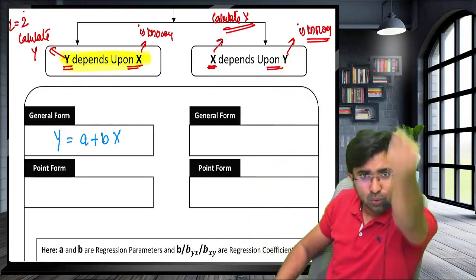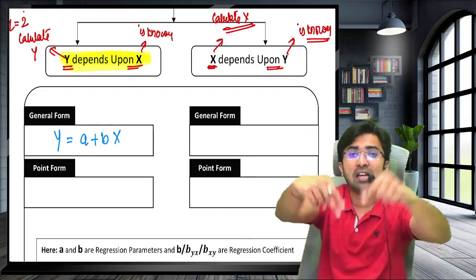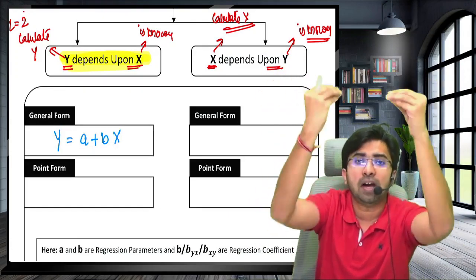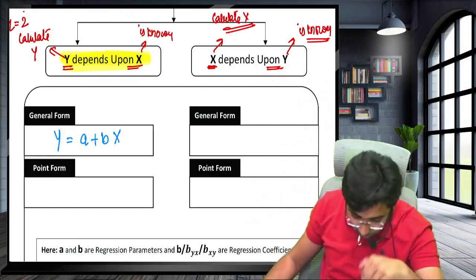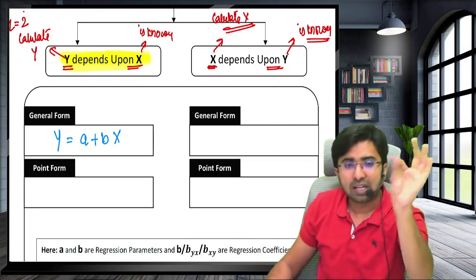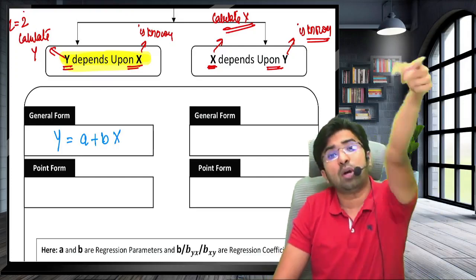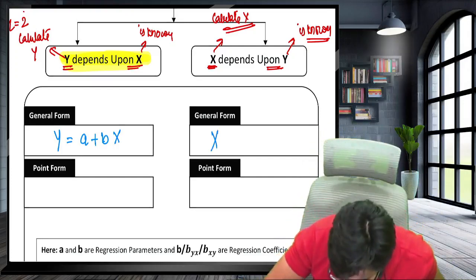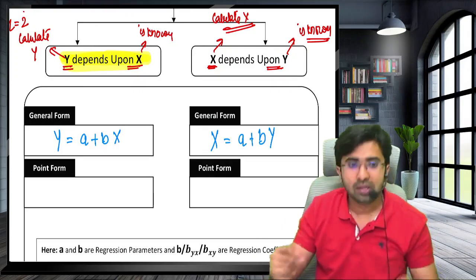Once you have the equation, put the value of the variable that you know, you will get the estimate of the value of another variable. That is your final aim in this chapter. But sir, how to construct this equation? Guys, when you want to calculate y on x, it will start from y is equal to a plus bx. And when you want to calculate x on y, the line will start from x is equal to a plus by. This is the general form.